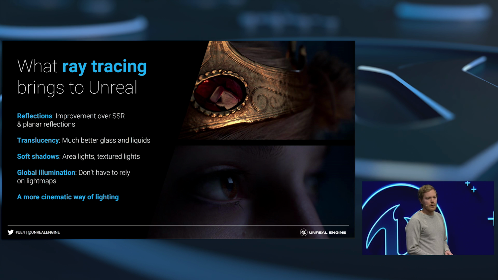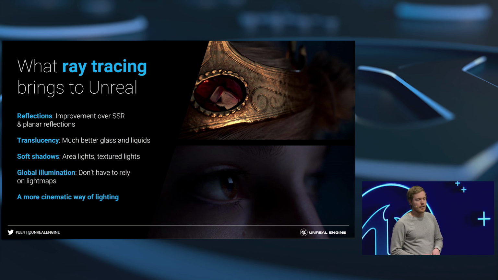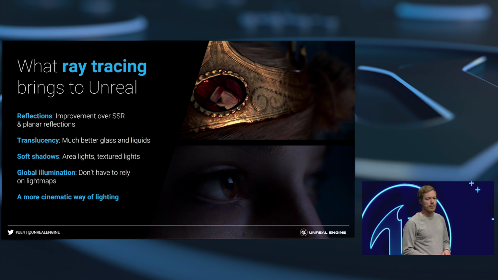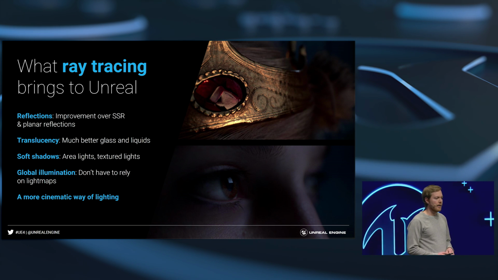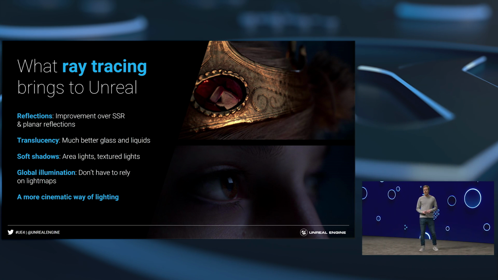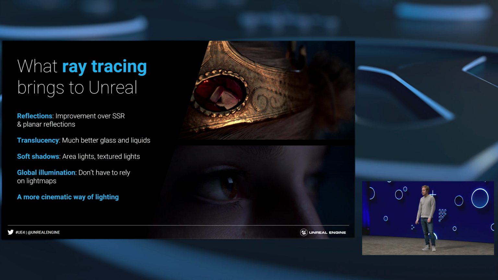So we've been waiting for a long time for this, and finally we have ray tracing in a game engine. So now we can use lighting concepts that we're used to from offline rendering and real-world cinematography. We now get correct reflections, which is a big improvement to SSR and planar reflections. We have translucency, where we get much better glass and liquid, which has been really hard to achieve in real time before. Area lights give us a much more natural look with soft shadows, and that's really crucial when lighting a digital human.